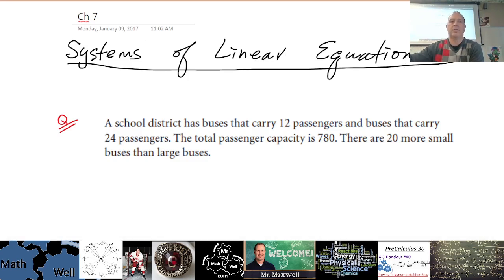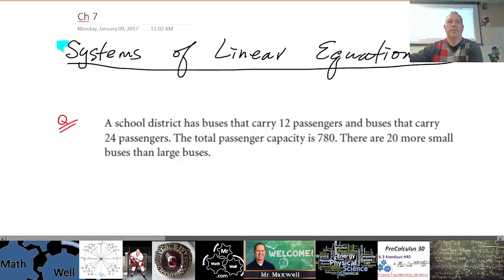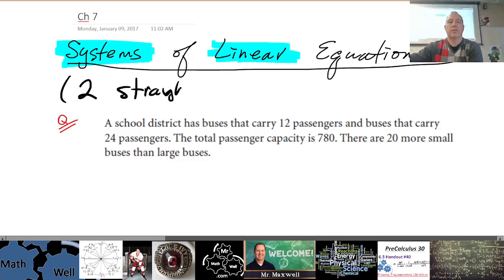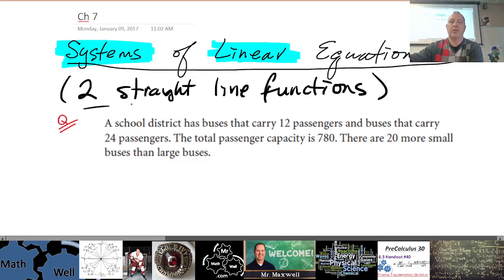So we have two parts here. We have systems, more than one equation, and in your case, we're going to be dealing with two only. And linear is straight lines, so straight line relationships. So we're going to have two straight line functions. Really, they're all going to be functions working together. Two straight line functions that are going to work together to help us solve a larger problem.